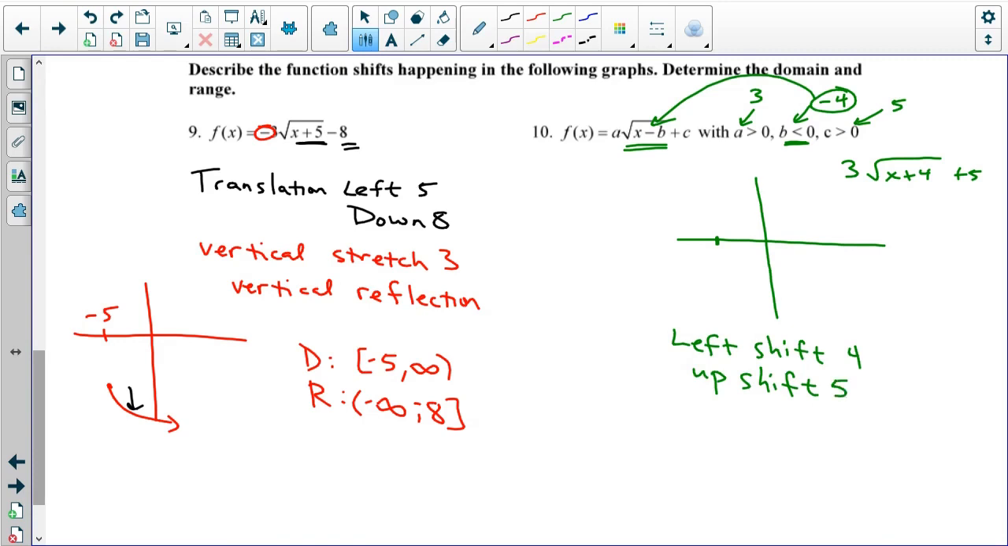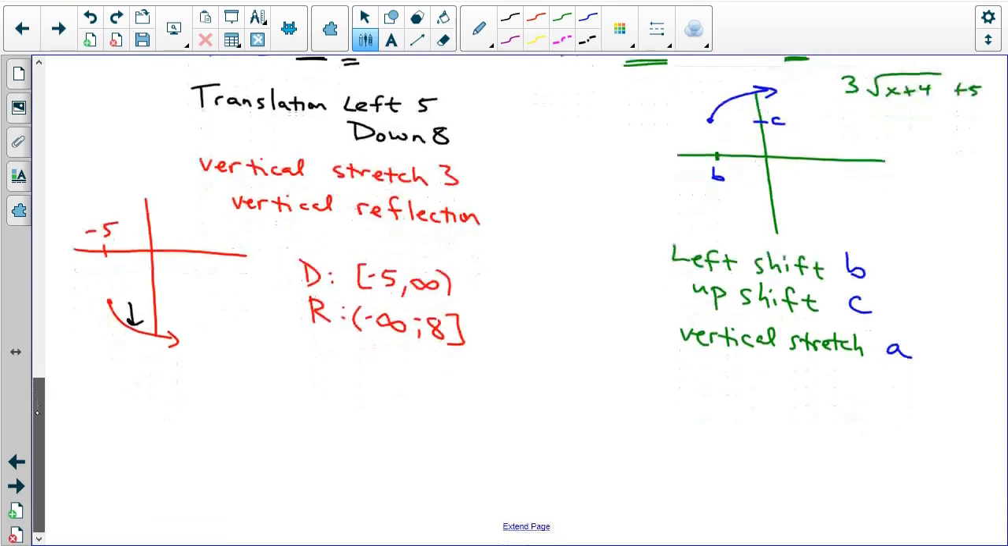and then a vertical stretch of 3. Now, since those are not actually the values in the problem, I have to replace them with the letters again. So it's a left shift of B, an up shift of C, and a vertical stretch of A. So here is C, here is B, and then my vertical stretch is going to be A.